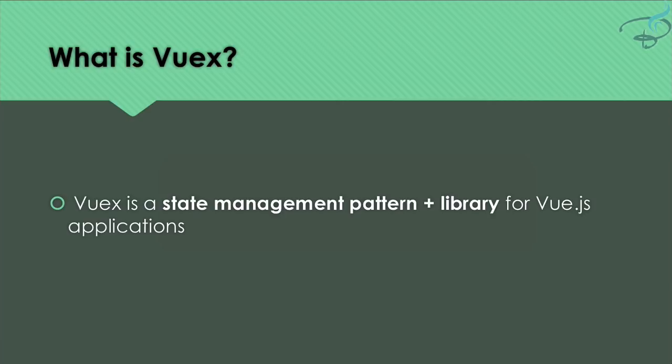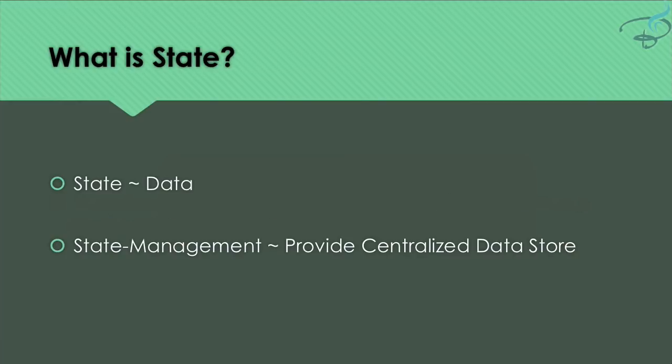Vuex is good. So what is a state management pattern? What is state? Think about state as the data or the variables you have in your component or in your Vue.js application. The data you have in each component can be considered as state for Vuex. So a component has data, but Vuex has state. Simple thing. But what do you mean by state management?